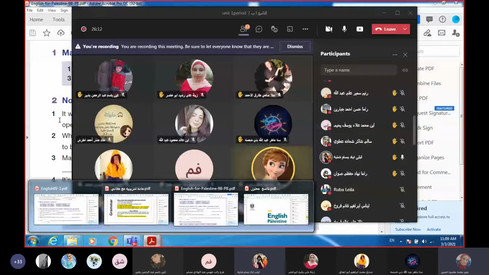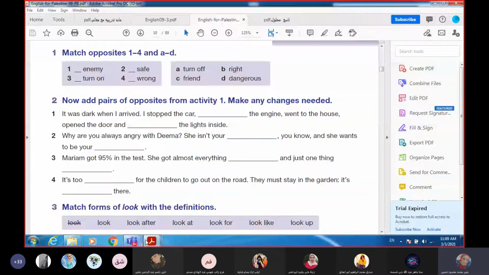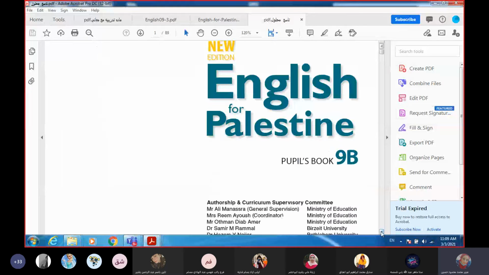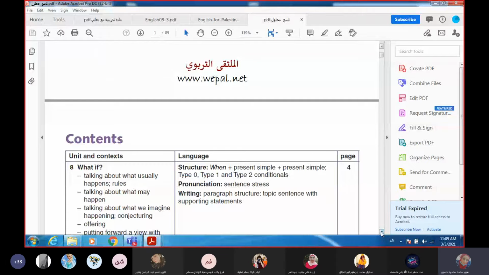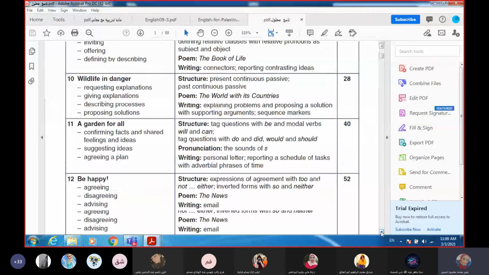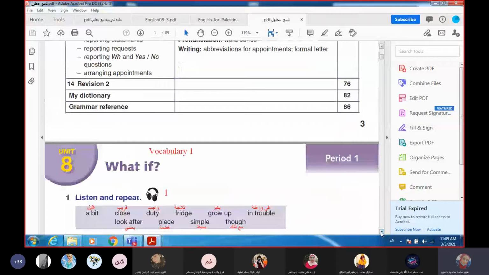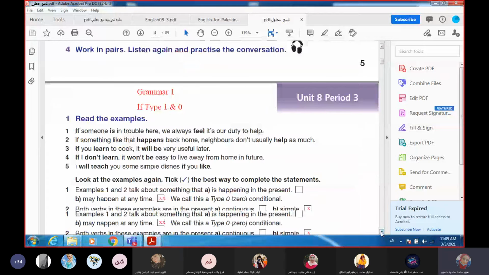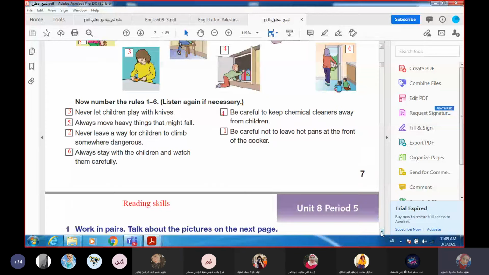Now I will give you the answers in order to check your answers, please. Check your answers. Then we will move to exercise number 2 in order to use these pairs of opposites to fill in the blank. Okay? Check your answers. Number 1 C, number 2 D, number 3 A, number 4 B.